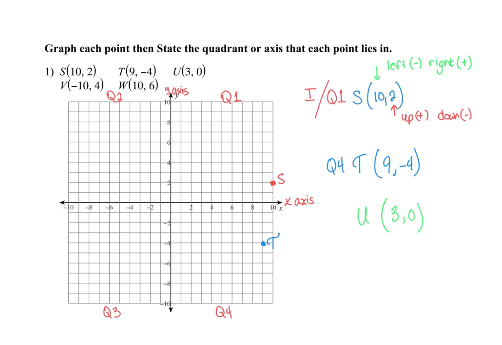Now, if it's like the next one, if it's like U, it says (3, 0). Well, that's going to move 3 to the right, but it's not going to move up and down. So this is the point U. It is not in a quadrant. It is on an axis. Which axis specifically is this on? The x-axis, and that's how you're going to label that one. So that's what you're going to do for both of those.